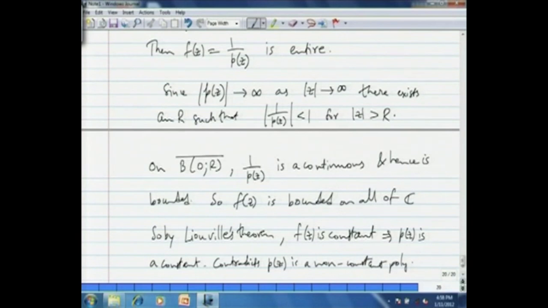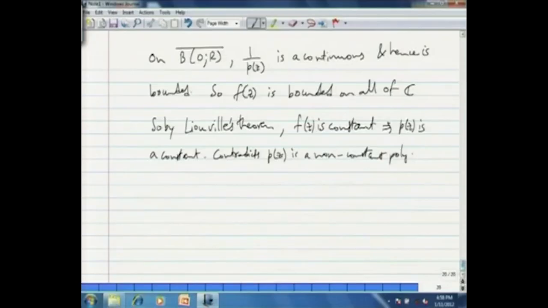So this cannot be possible, which means that there is a certain a such that p of a is 0. There exists an a belongs to C such that p of a is equal to 0. And that is the proof of the fundamental theorem of algebra.